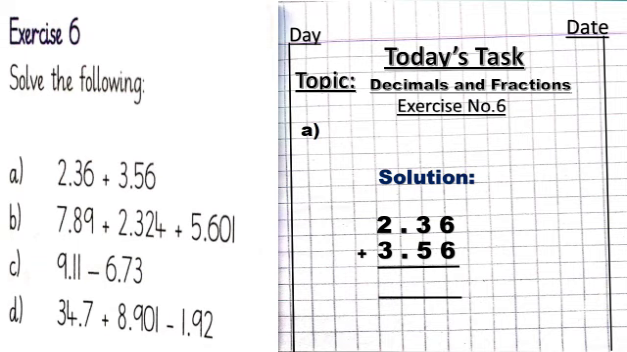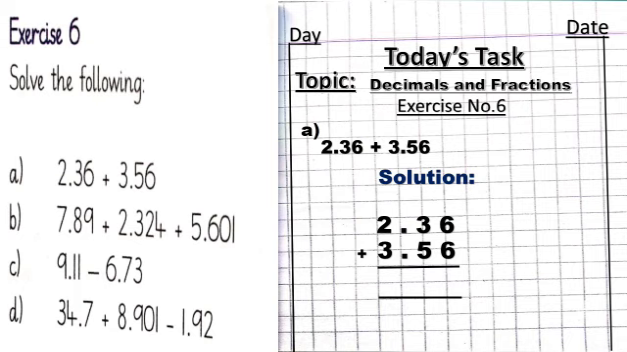Let's move to exercise number 6. It's about adding and subtracting the decimal numbers. Let me solve the first question of this exercise, that is 2.36 plus 3.56. Dear students, as you know, we start adding the numbers from the right.